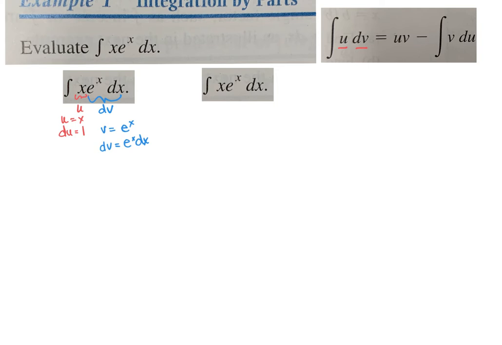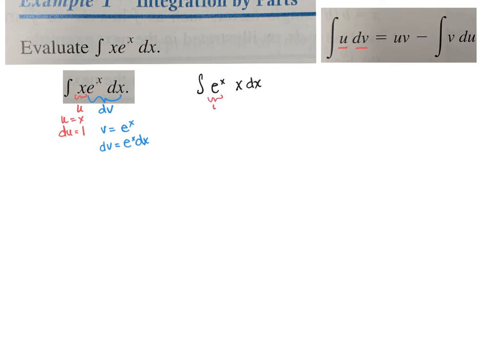If I did it a different way, so let's say I flip-flopped it. So let's say I rewrote this and I said, no, instead I'm going to have e to the x as my u and x dx as my dv. So let's say I do it that way.